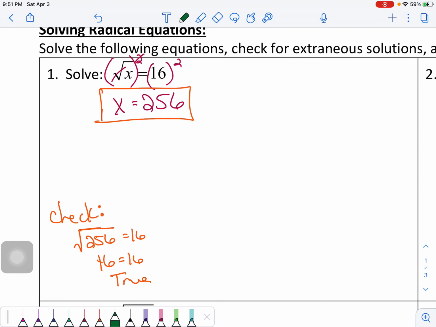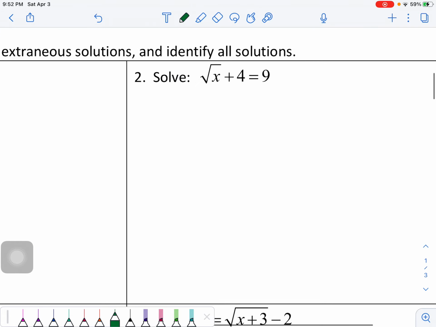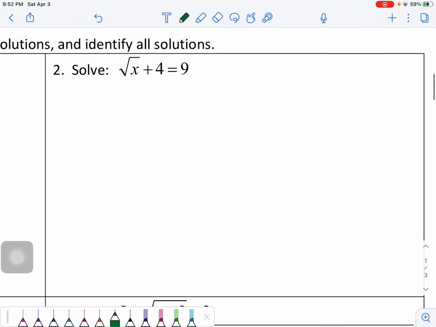Okay? Now, I'm going to keep stressing every time we do this, you have to check your work. It's not that you don't know how to do the problems. It's part of doing the problem is checking your work. Okay? All right, so problem number 2.